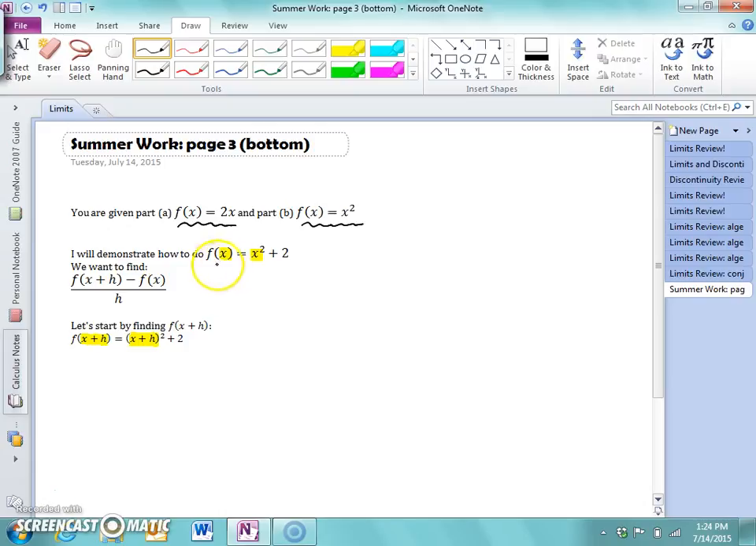I'm going to demonstrate this problem right here, which is very similar to B, which you are given. The one I'm doing is actually a little bit more difficult just because there's that +2 here. So hopefully after watching this video you'll be able to do B and A as well. This type of problem where we're finding f of x plus h minus f of x all over h is going to be really important about the second or third week of school in defining a derivative.